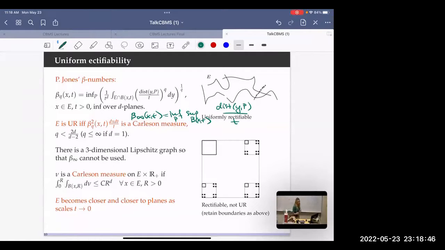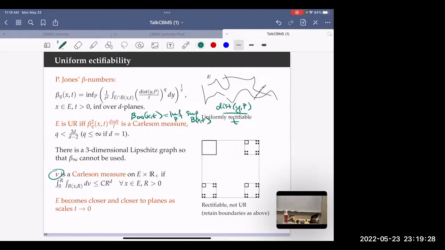These beta numbers have to give you a Carlson measure for the set to be uniformly rectifiable. What's a Carlson measure? This is going to be super important because we will be talking about this all over again in many, many contexts. So nu is a Carlson measure if, first of all, it's a d plus one dimensional set. E is d dimensional, times R plus. So in principle, it's a d plus one dimensional object, which works as a d dimensional measure.